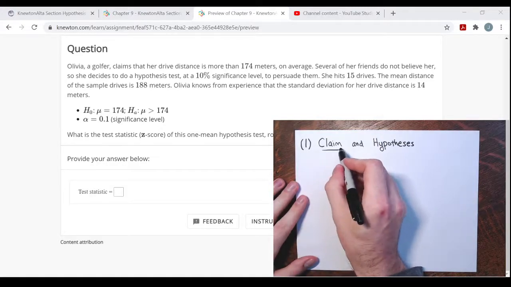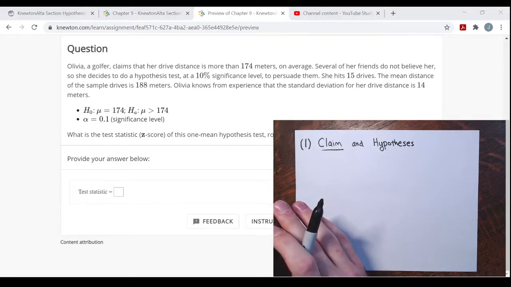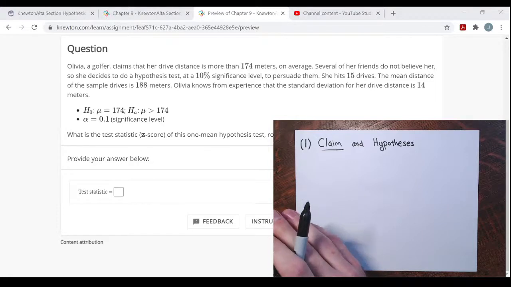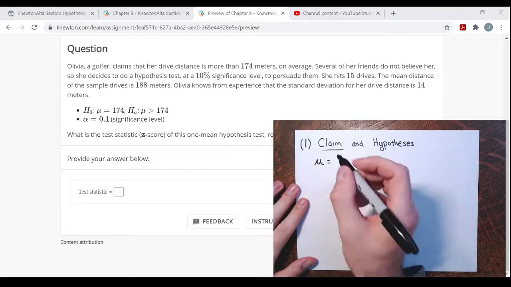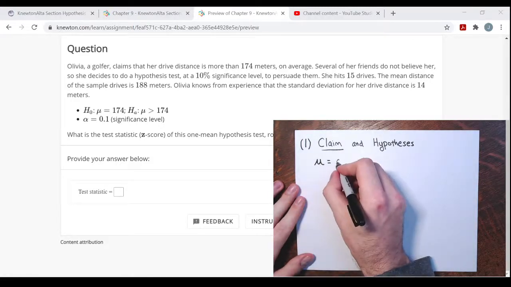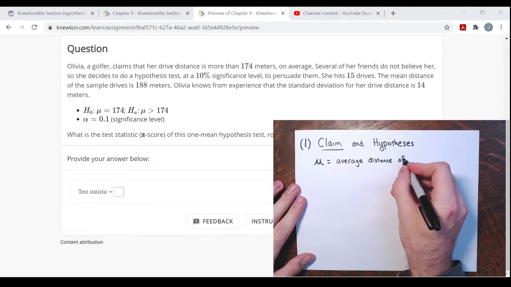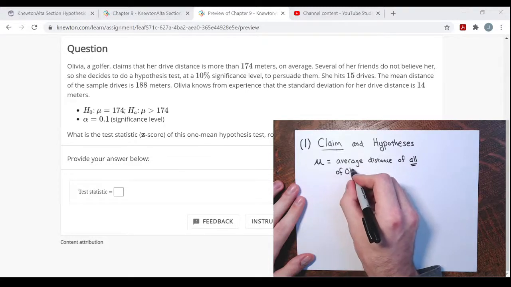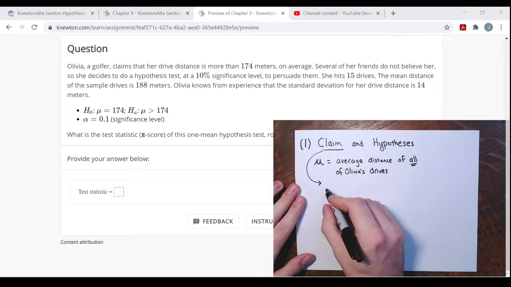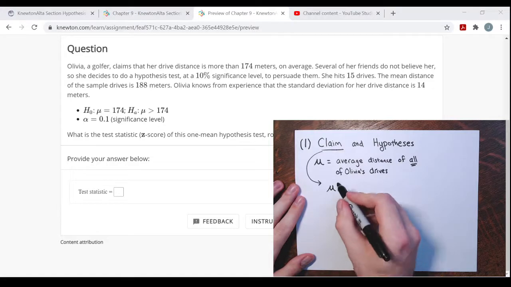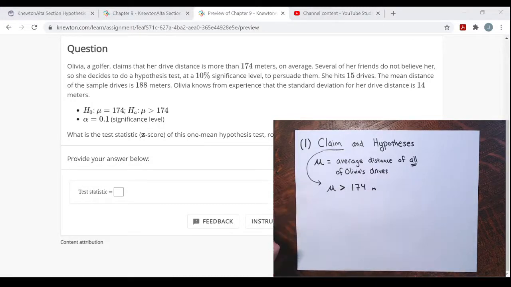The claim is that Olivia's drive distance is more than 174 meters on average. Since it's an average, we're going to let mu, for a population mean, be her average drive distance, the average distance of all of Olivia's drives, the entire population. She claims that the average distance of all her drives is greater than 174 meters. That's the claim.